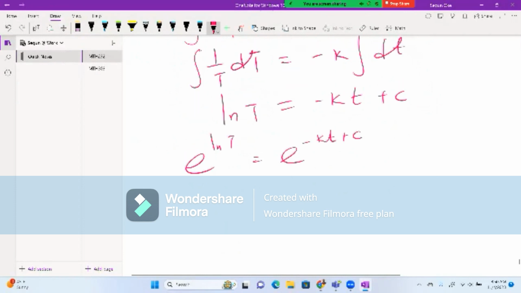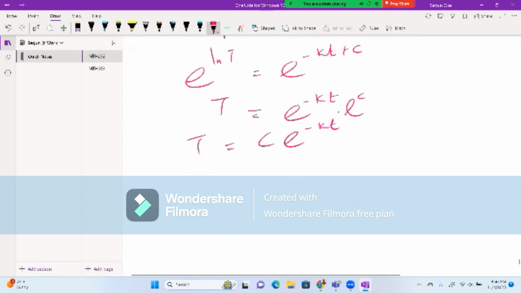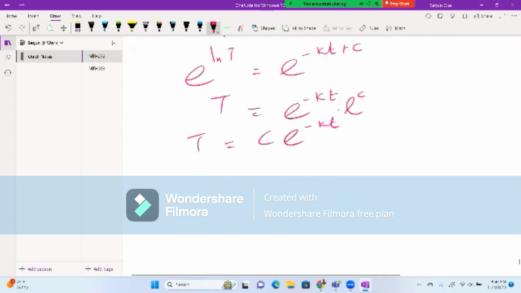So when you take exponential of both sides, what do we have? We have T equals exponential of minus kt times exponential of c, which is equal to c exponential minus kt. But don't forget that they gave us something in the question. Let's go back to the question.